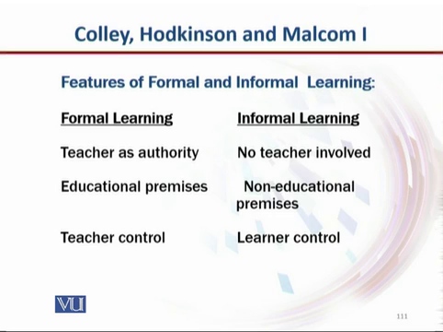In formal learning, the teacher is the authority. The teacher is in control. The teacher is in charge. The teacher has all the power. In informal learning, no teacher is involved. It happens through friends, through relatives, through cousins, through family, and even through strangers outside. So, one, in formal learning, we have an authority figure. In informal learning, we do not have an authority figure. No adult or teacher is involved.